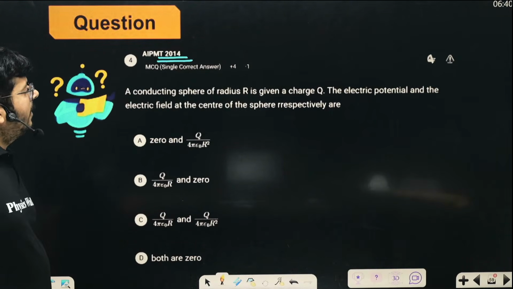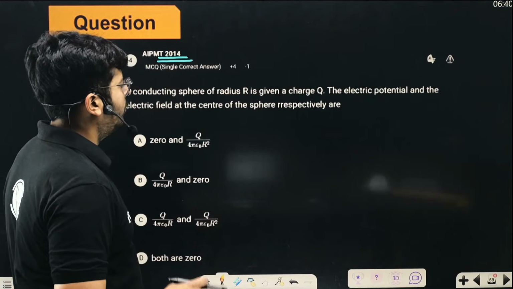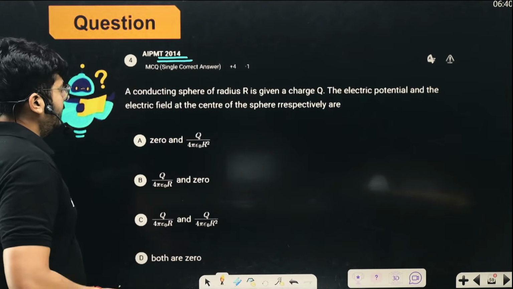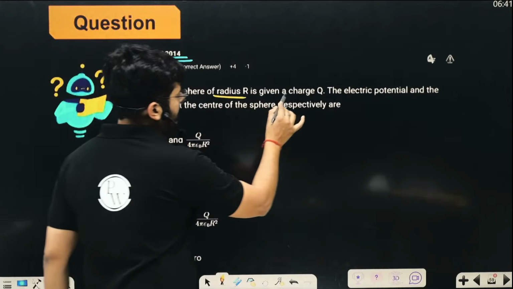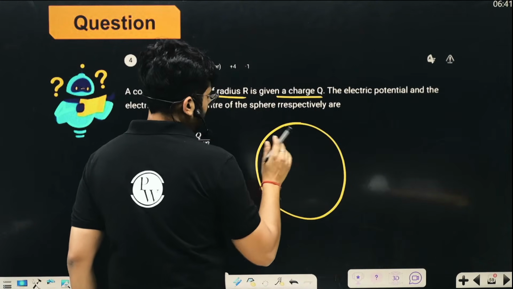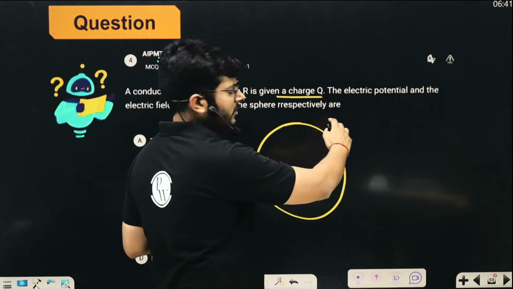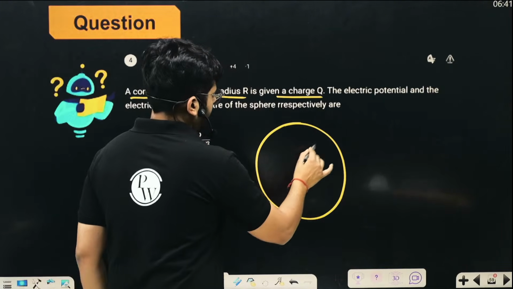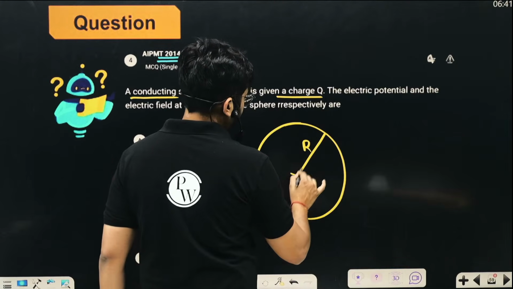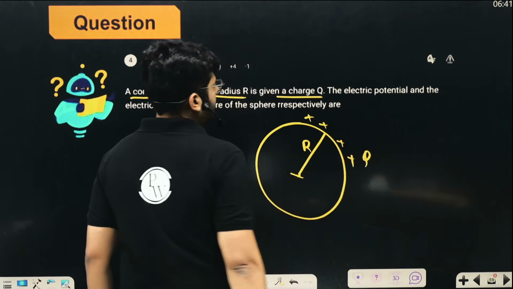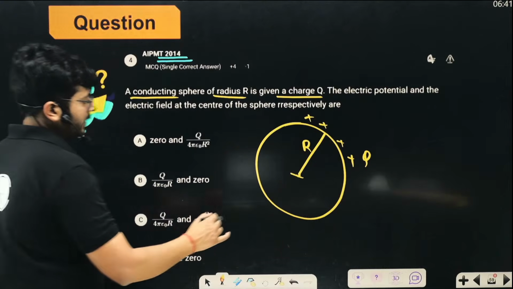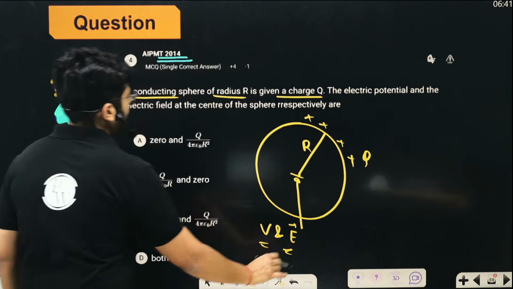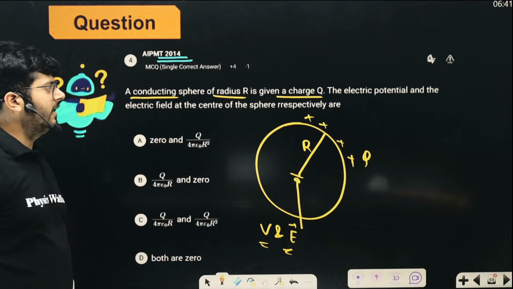A conducting sphere of radius r is given a charge q. The electric potential and the electric field at the center of the sphere will be, respectively? The sphere is conducting, so all the charge will automatically come to the surface. All the charges are available only on the surface, because it is a conducting sphere. This sphere has radius r and the available charge is q. So what will be the electric potential and the electric field at the center of the sphere, respectively?